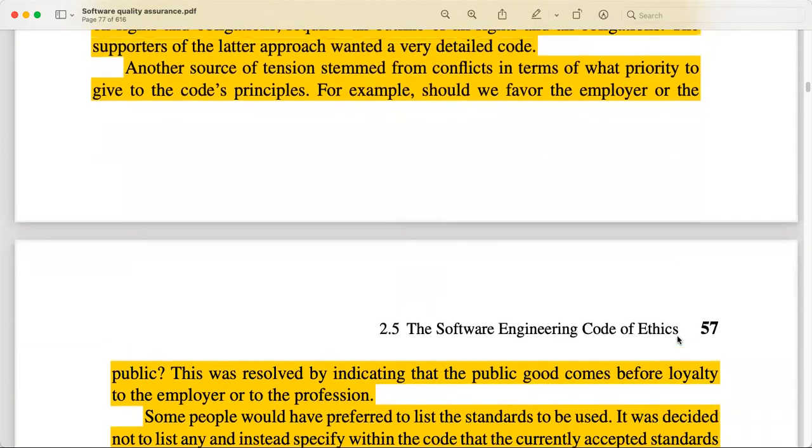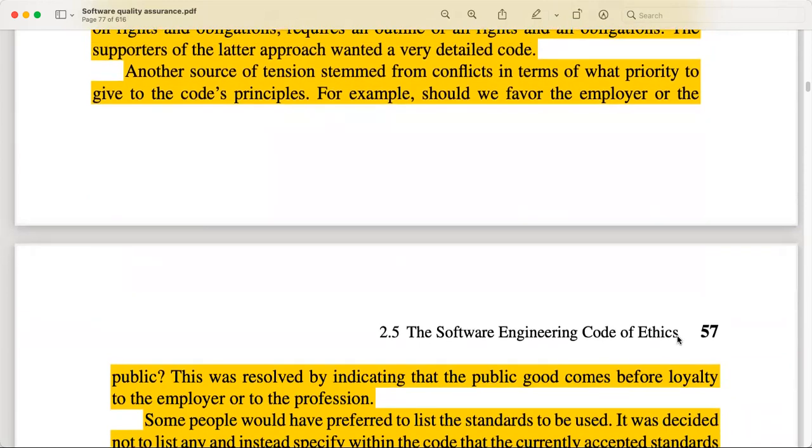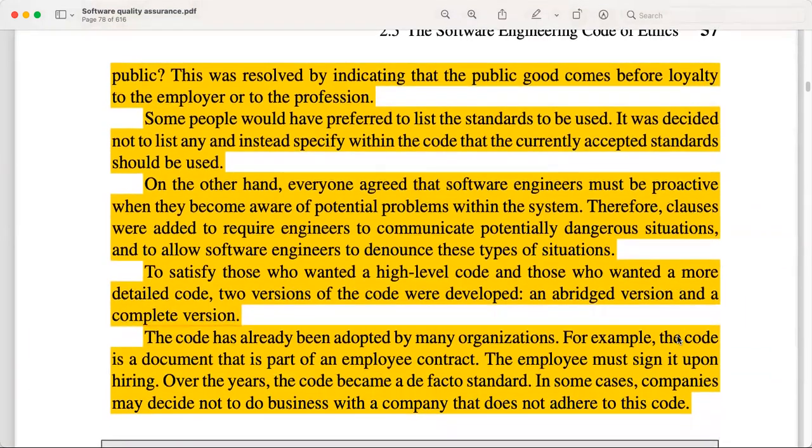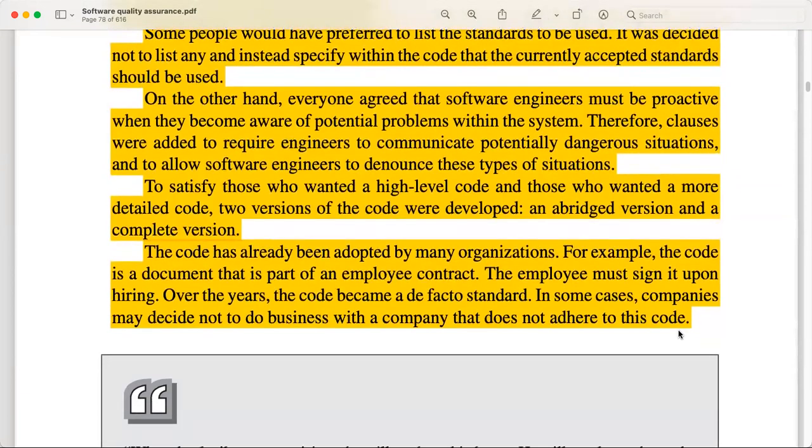Another source of tension stemmed from conflicts in terms of what priority to give to the code's principles. For example, should we favor the employer or the public? This was resolved by indicating that public good comes before loyalty to the employer or to the profession. Some people would have preferred to list the standards to be used. It was decided not to list any, and instead to specify within the code that the currently acceptable standards should be used. On the other hand, everyone agreed that software engineers must be proactive when they become aware of potential problems within the system.